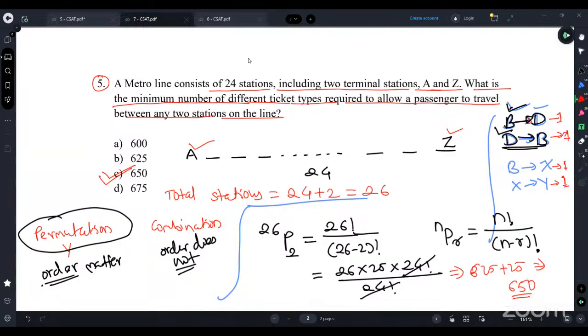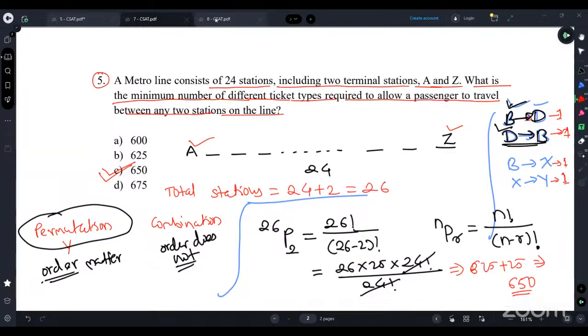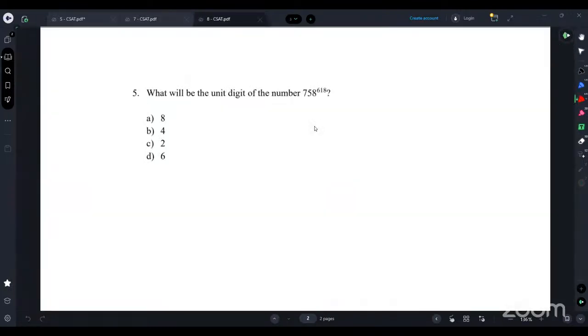Okay, guys. Now shall we move to the next slide? Kirito, are you having any doubt? Set 8, guys.